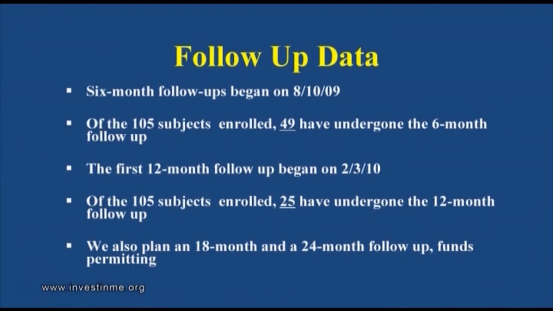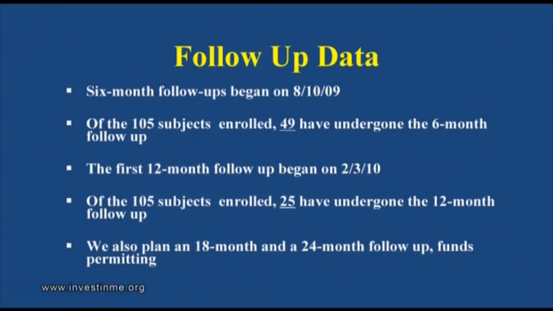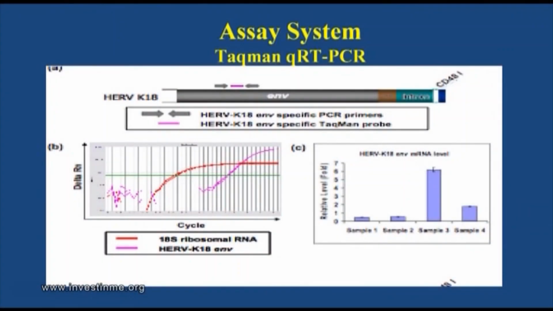So the 6 months follow-up of this started in August of last year, and basically from the 105 subjects enrolled, 49 have undergone the 6 months follow-up so far. We have done a 12 months follow-up. We started this February, and of course it's going to go on. It's going to be in September again and next year. So we will have to wait till we have the complete outcome of these studies. So we have 25 subjects which have 12 months follow-up. So we have actually 3 blood samples from these patients. And as I said, we also plan 18 months and 24 months follow-up if the patients cooperate.